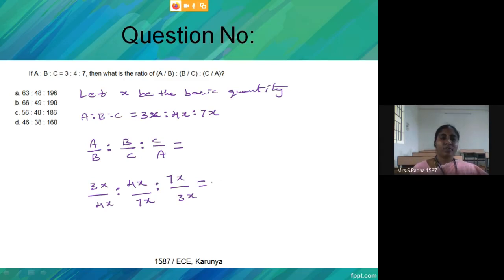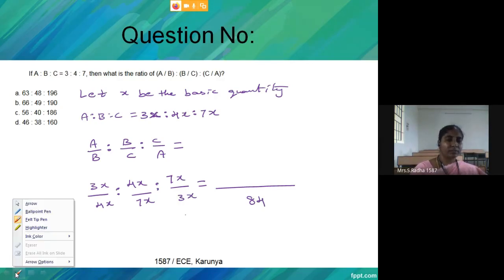Now what we will do is make a common denominator for 4, 7, 3. Whatever denominator you take, all the numbers should be factors of it, so you have to frame a common denominator. 21 into 4 is 84. 48 cannot be divided by 7, so we have to go with 84 only.